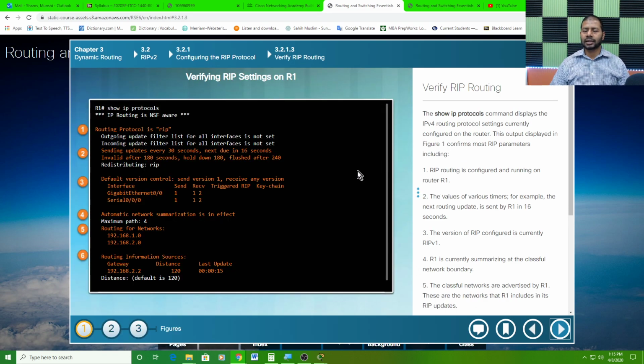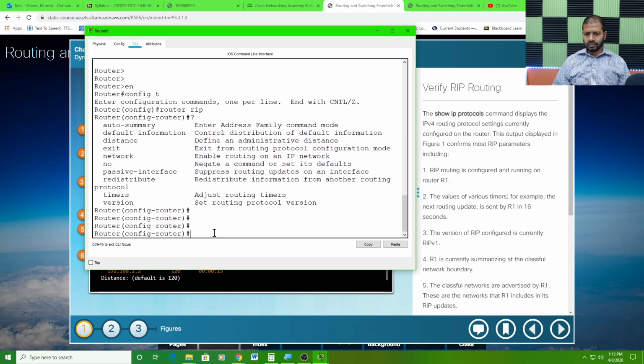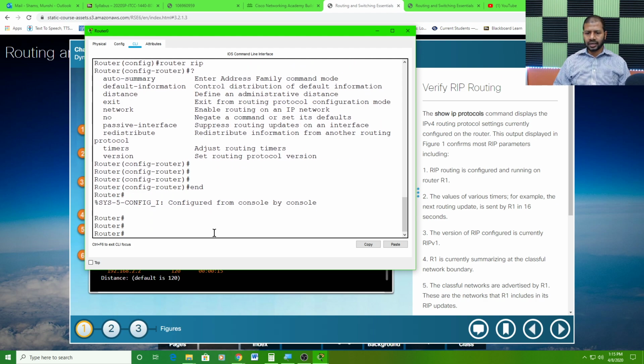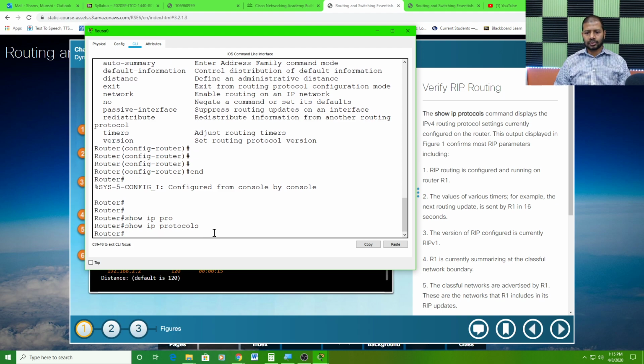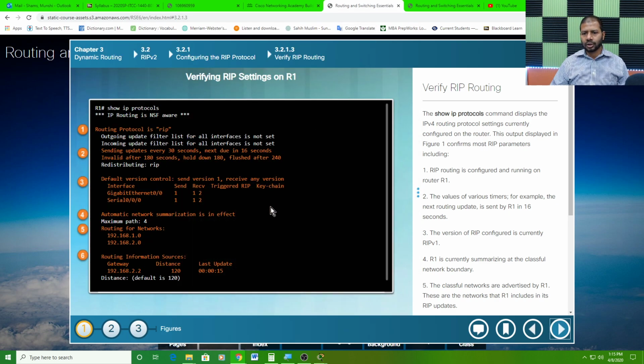Next, verifying RIP routing. Once RIP has been configured, how do you verify? How do you check? You use the show command, show ip protocols. If I go here to my router, I'm in this mode right now. I'm going to press end to go back directly to the privileged exec mode. Here I am. Show ip protocols. That is the command that you will be using. Mine is not configured. I have not configured anything, no network, no interfaces. So you're not seeing all the output. But that's the command, show ip protocols.